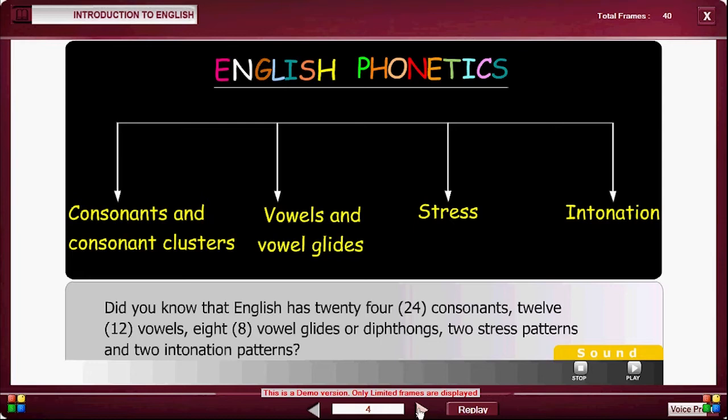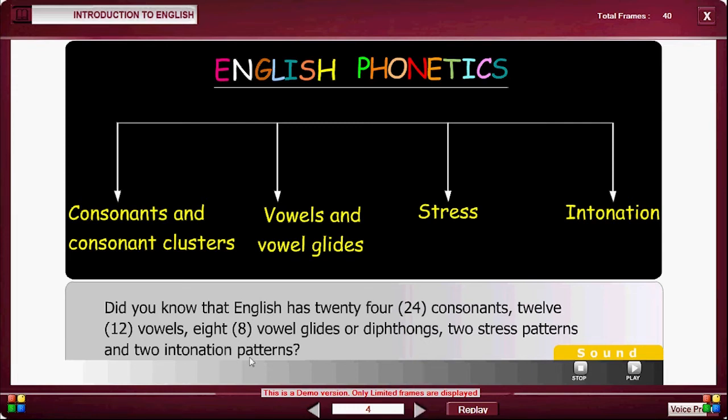If you want to find out about English sounds, you must study English phonetics. If you want to improve your pronunciation, you must learn how English sounds are produced. Did you know that English has 24 consonants, 12 vowels, 8 vowel glides or diphthongs, 2 stress patterns, and 2 intonation patterns? This is the foundation of English, which we have conceived in the incorrect way as 26 letters, 21 consonants and 5 vowels, A, E, I, O, U.